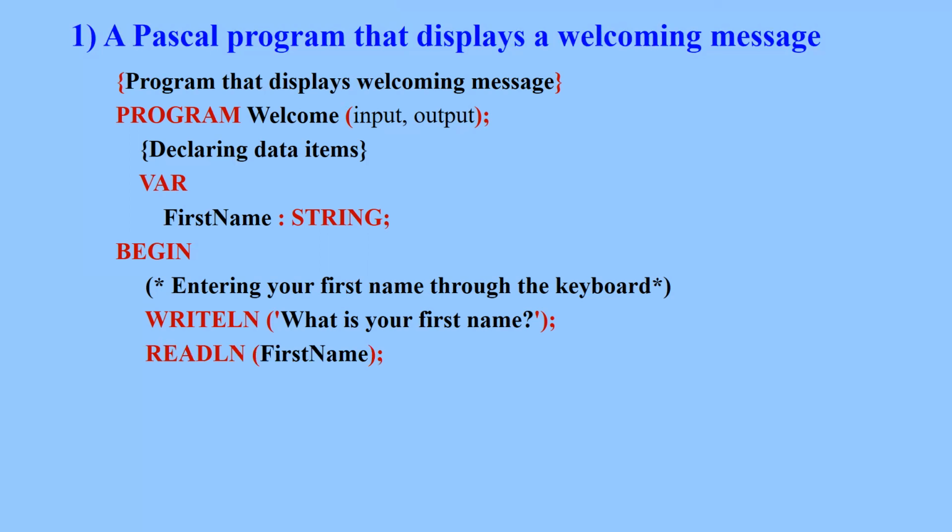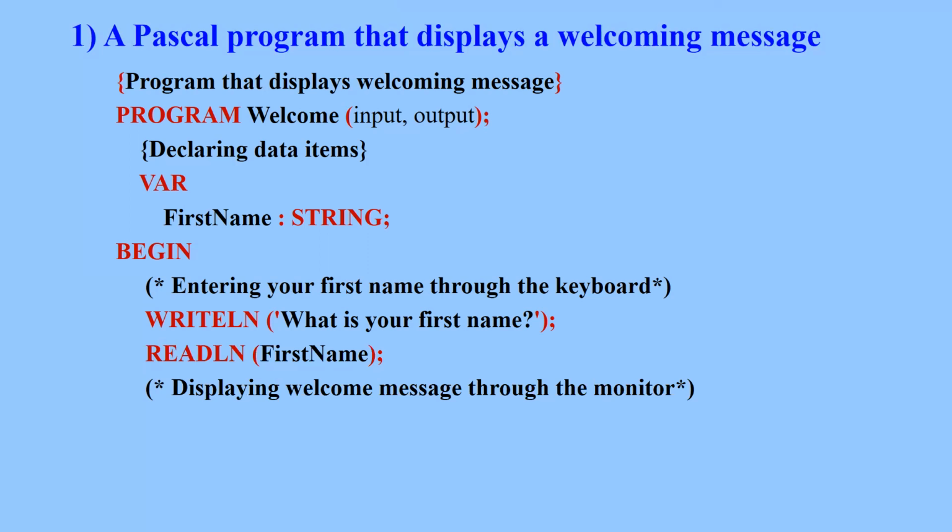And therefore, the next statement, readln first name, will give the user an opportunity to type his or her first name and press enter. Whatever he or she is going to enter will be stored in the memory location called first name that we have already set aside through the string variable that we have declared as first name.